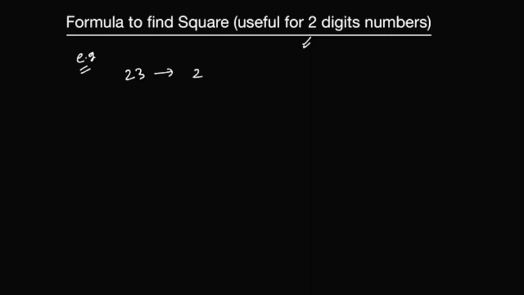We know that 23 can be written as 20 plus 3, right? We can easily split the number as 2 at the tens place can be written as 20 and 3 at the unit place can be written as 3. So the addition gives us 23. Now, can we write 23 square as (20 plus 3) square? Of course yes, why not?